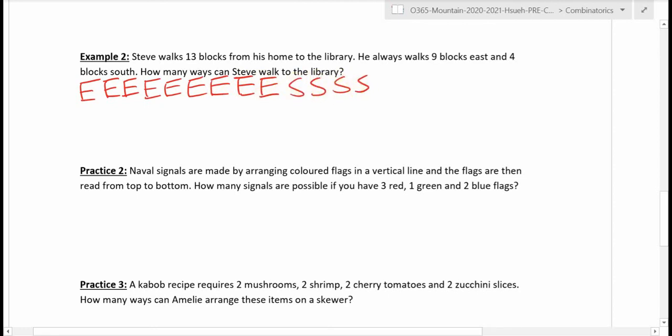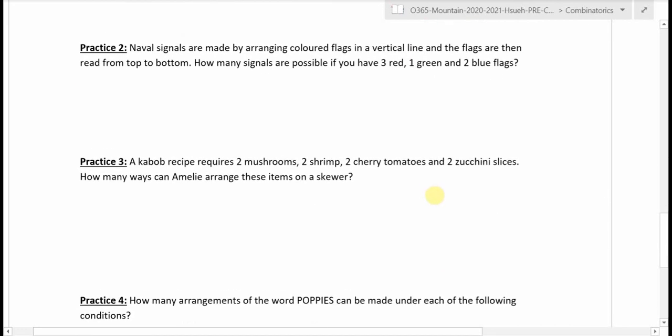Because 4 blocks south. So we want to figure out how many ways we can arrange these 13 letters. Well, there are 13 letters in total, 9 of which are east and 4 of which are south. You can put this into a calculator. Again, you can use the factorial symbol in your calculator. You should get 715.